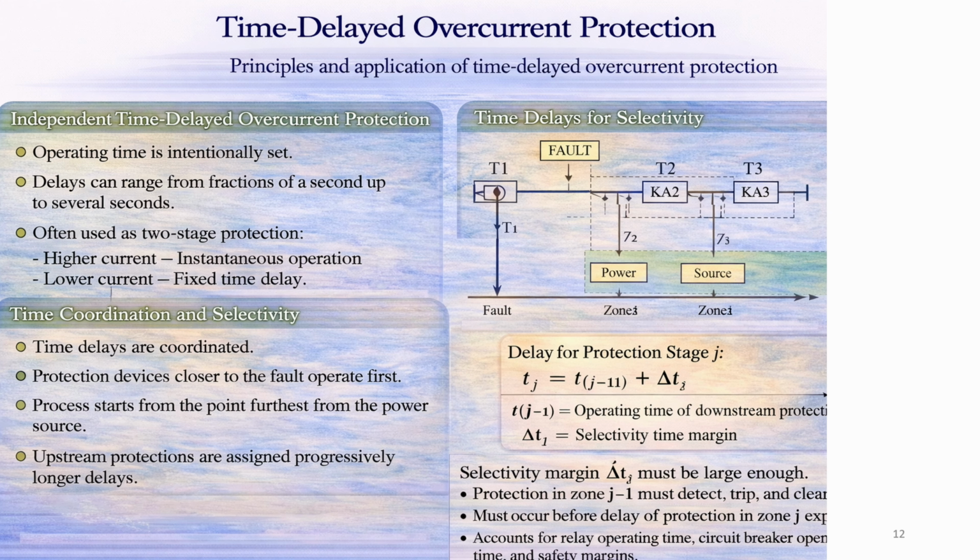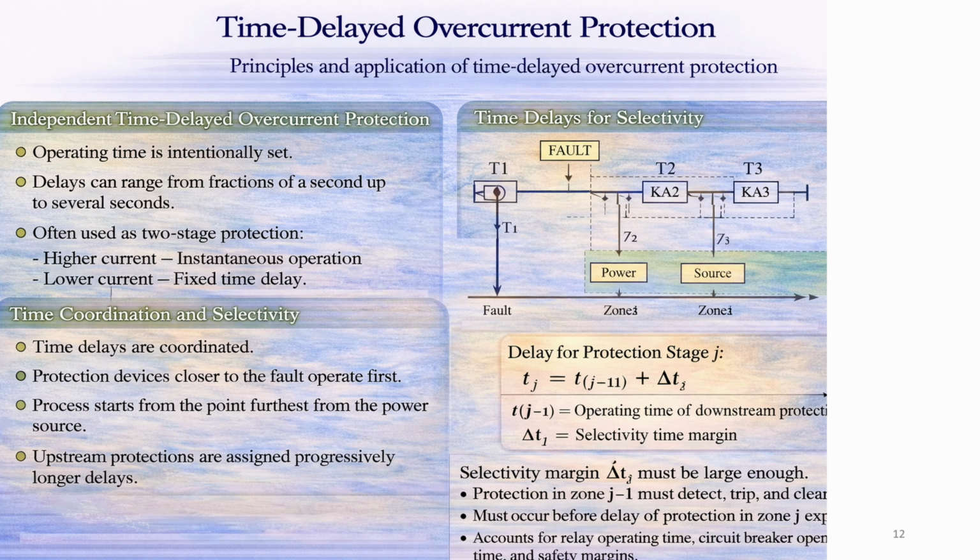Selectivity in the independent time delay overcurrent protection is achieved through time coordination. The time delays are selected so that protection devices closer to the fault operate first. The coordination process starts from the point furthest from the power source. At this point, the operating time is usually set equal to the instantaneous protection time. Moving step by step toward the source, each upstream protection is assigned a longer delay. The delay of a protection stage is defined by the formula, where T1 is the operating time of the downstream protection and delta T is the selectivity time margin.